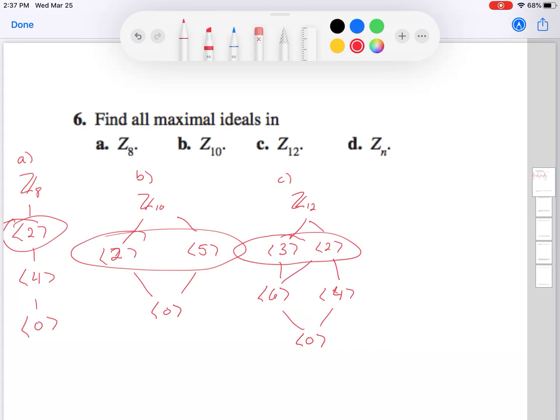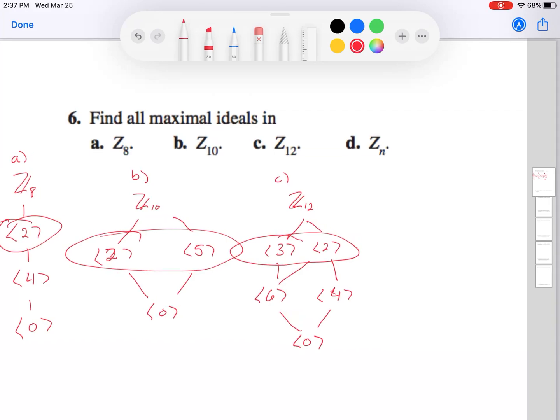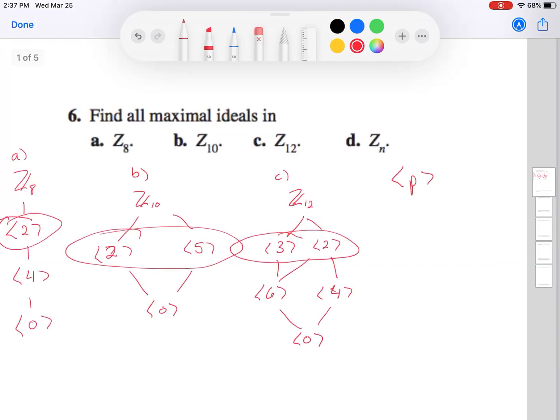So then what about Zn? Looking at these other 3 that we have, what do we see here? We see that it's primes that divide n. So the maximal ideals of Zn would be Zp, where p is prime and p divides n.